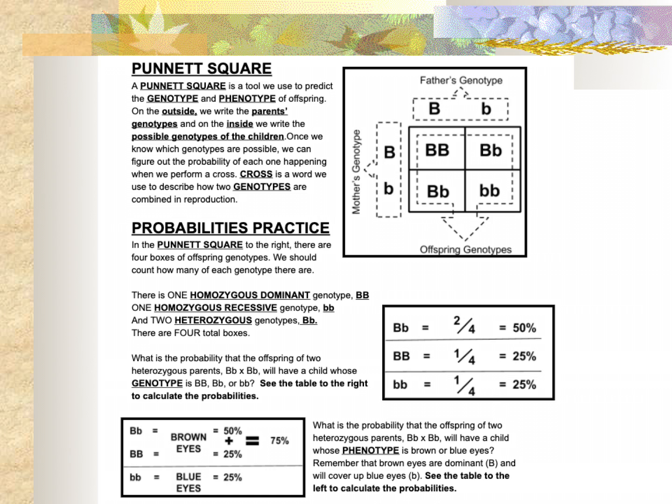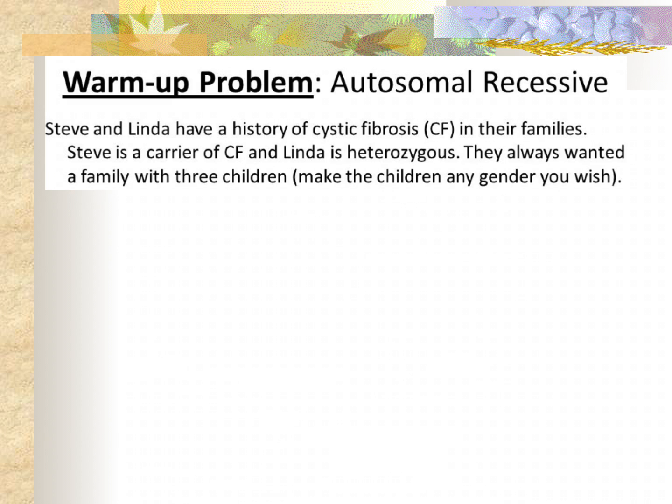And so this gives us the ratios of 1/4 being homozygous dominant, 1/4 being homozygous recessive, and 2/4, or one half, being heterozygotes. Both the heterozygotes and the homozygous dominant will have brown eye color. So the genotypes will be different from the phenotypes.